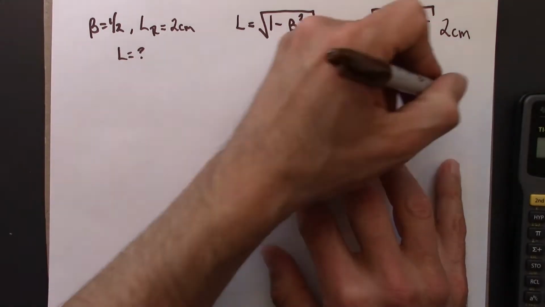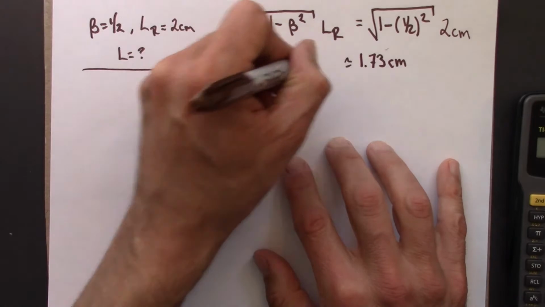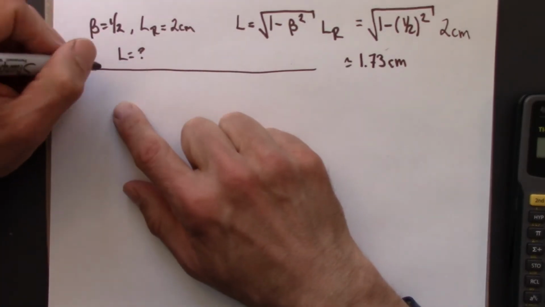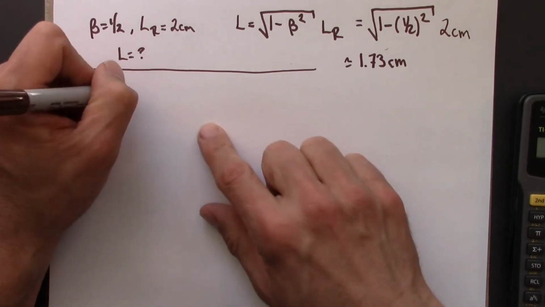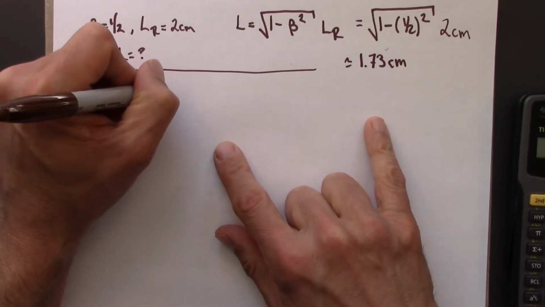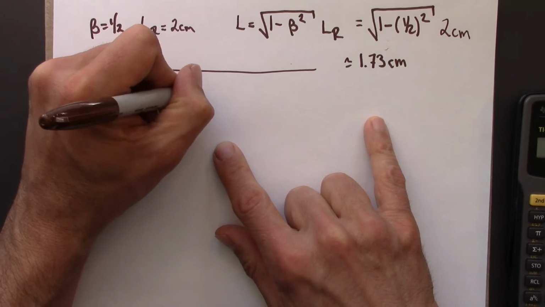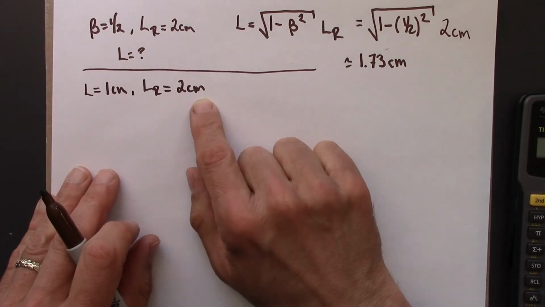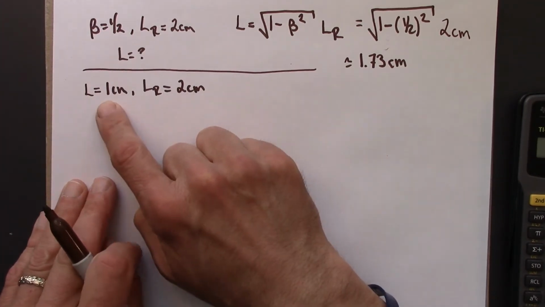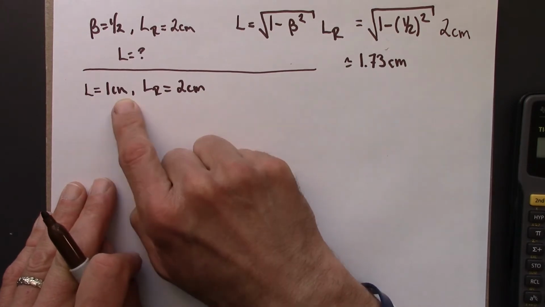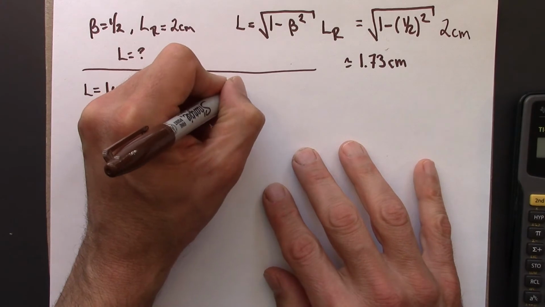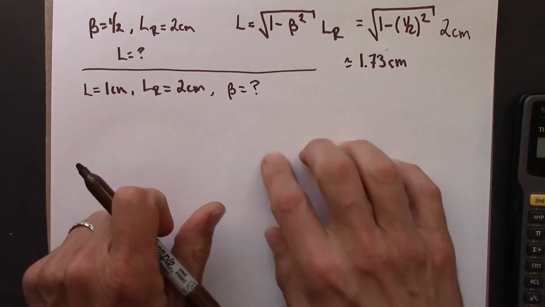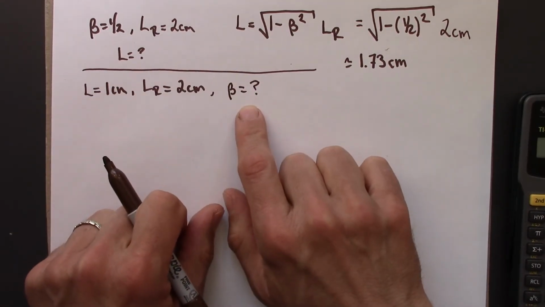All right, so the second part of the quiz is asking a different question. Let's write this. The rest length is still 2 centimeters, but suppose Beowulf now sees the length of the chopsticks as being only 1 centimeter. How fast is Beowulf going then? So we don't know beta. That's what we're trying to figure out.